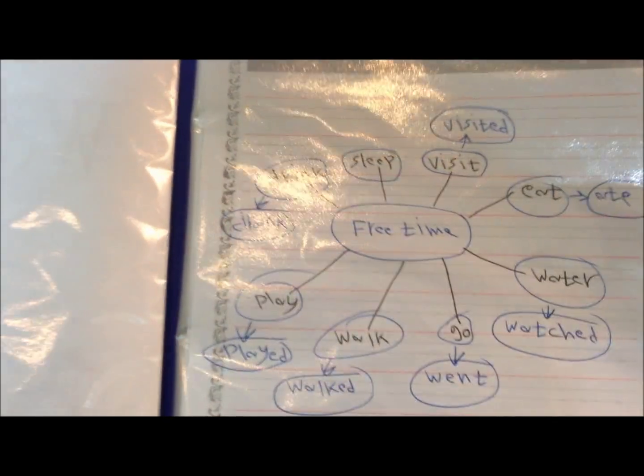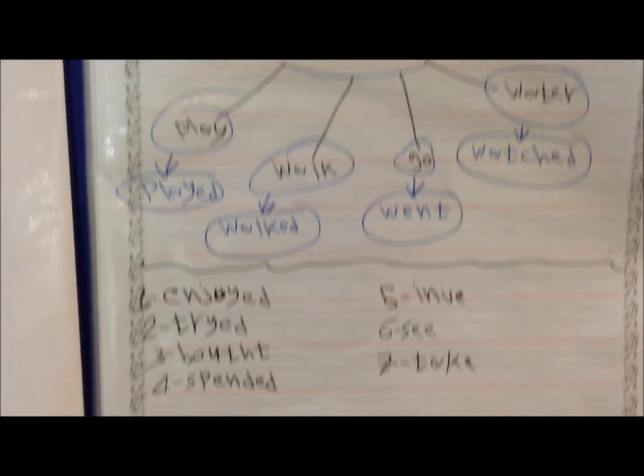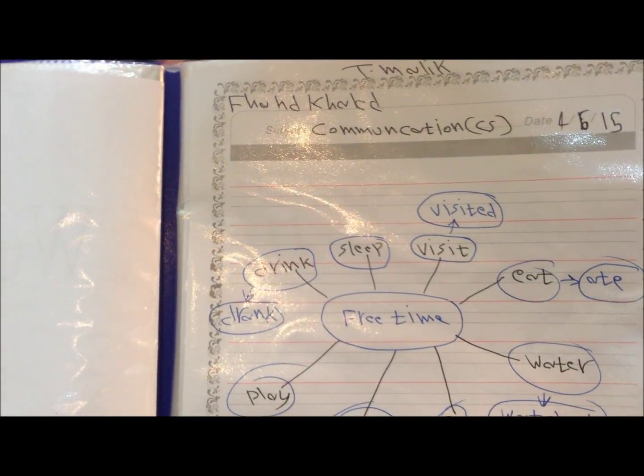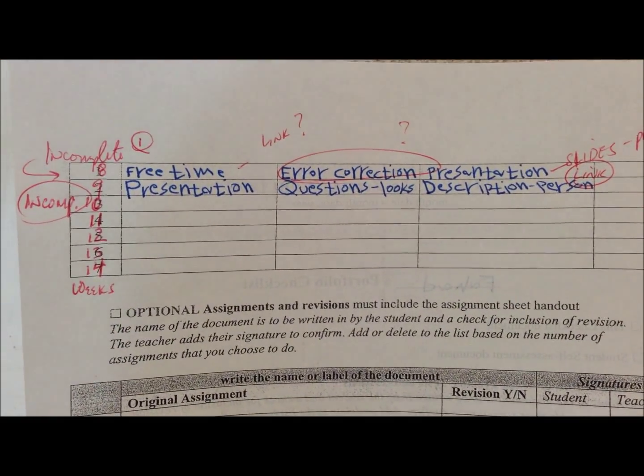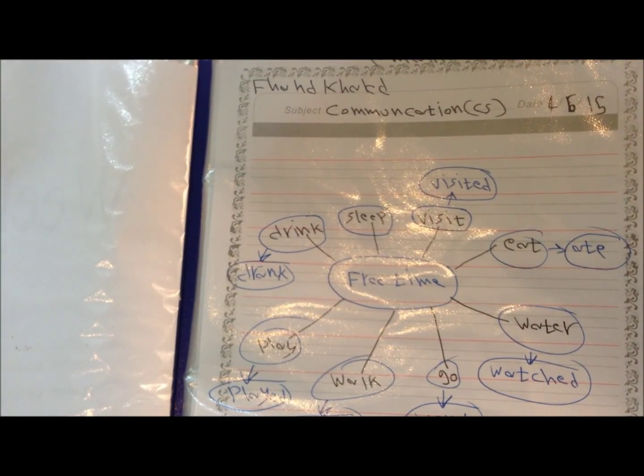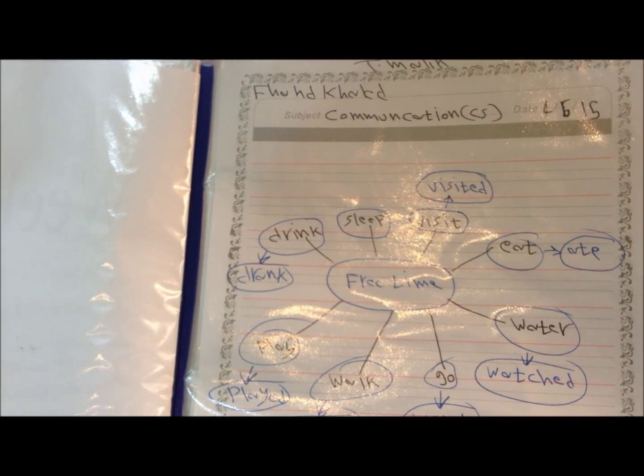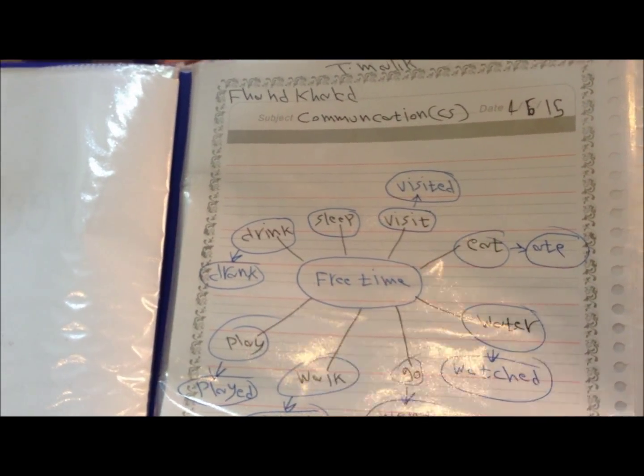But as we can see in week number 8, all we have here is a brainstorming of free time. Free time was a recording. So, for example, where's the rest of the stuff? Error correction and some evidence that you started, for example, a presentation. Likewise, we look at week 9.